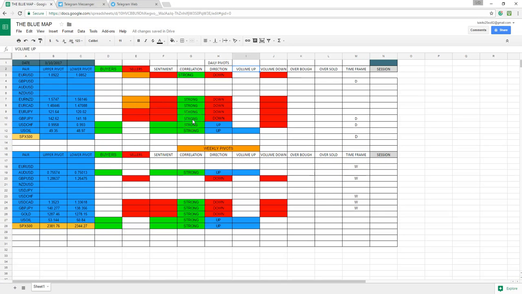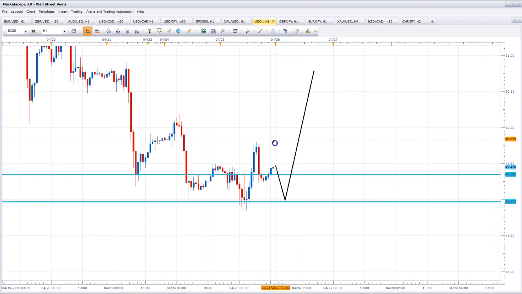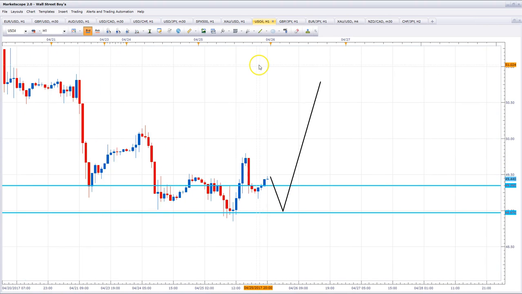It's very simple and easy, and if you guys follow these daily pivots, I would say that you're gonna have more confidence once you enter a trade.